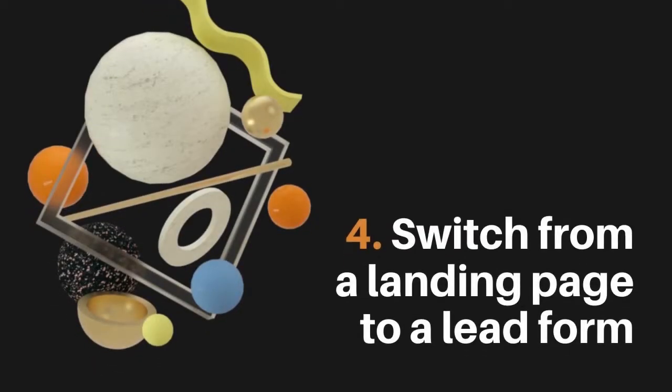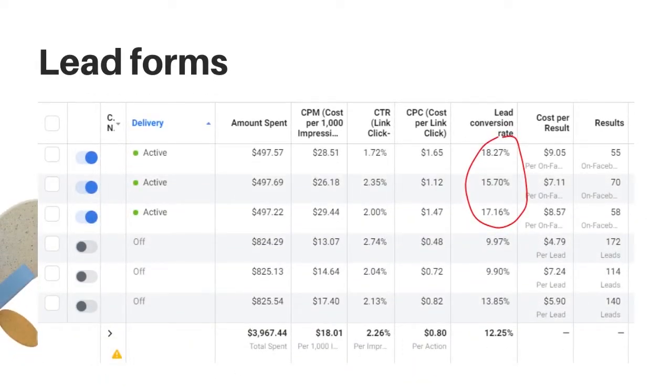Number 4 is to switch from a landing page to a lead form. Here's a screenshot from a few campaigns. The bottom 3 were using a conversion marketing objective on Facebook, sending people to a landing page with a form to opt in. You can see that the lead conversion rate on those landing page campaigns were between 9 and 14%.